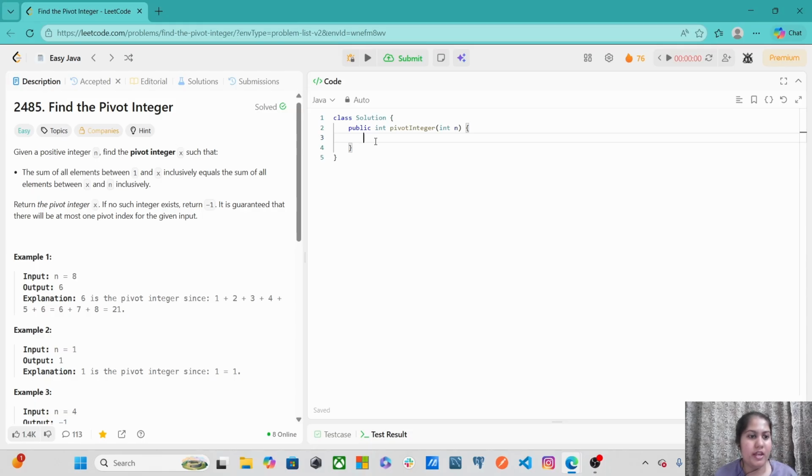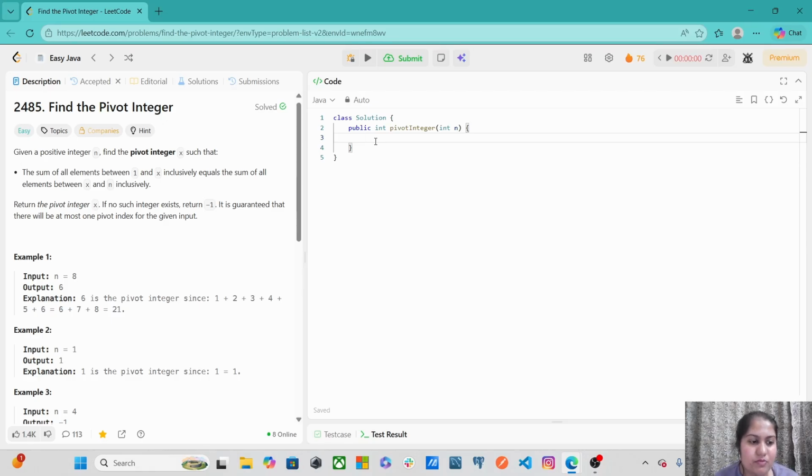an integer n which is positive, and we have to find the positive integer x such that the sum of all the elements between 1 to x, inclusive of 1 and x, is equal to the sum of all the elements between x to n, that is also inclusive. Okay, we have to return the pivot integer. If no such integer exists, then we have to return -1. It is guaranteed that there will be at most one pivot index for the given input.